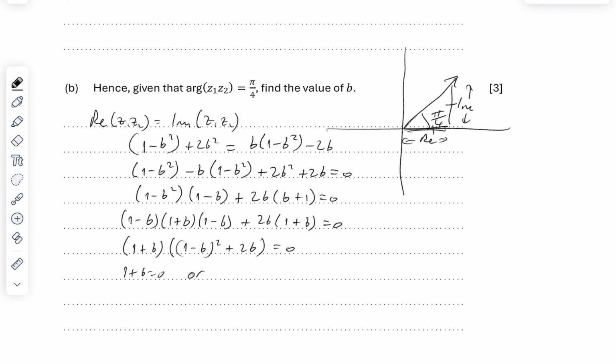1 plus b squared, that's 1, subtract 2b plus b squared plus 2b equals 0. So b equals negative 1, or b squared plus 1 equals 0. b squared equals negative 1. b equals square root of negative 1. No real solutions. Therefore, b equals negative 1 because b is real.